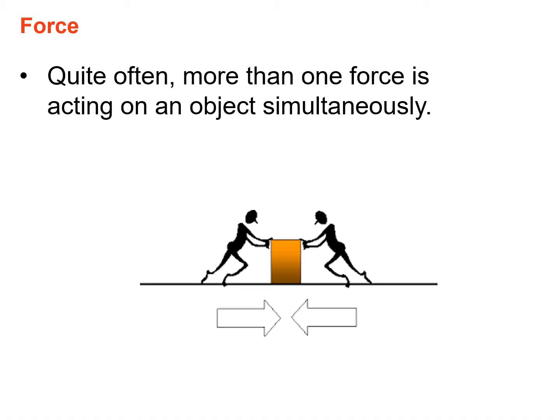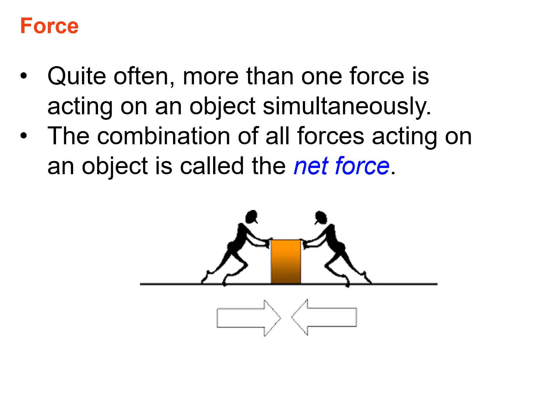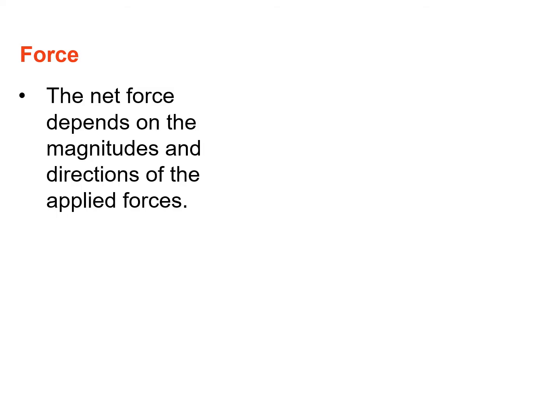Direction is going to be very important because quite often more than one force can be acting on an object simultaneously. And we have to combine those forces together. So we are going to call the combination of all the forces acting on a given object the net force. So the net force depends on the magnitude or size of forces acting on an object, as well as the directions of those forces that are being applied.